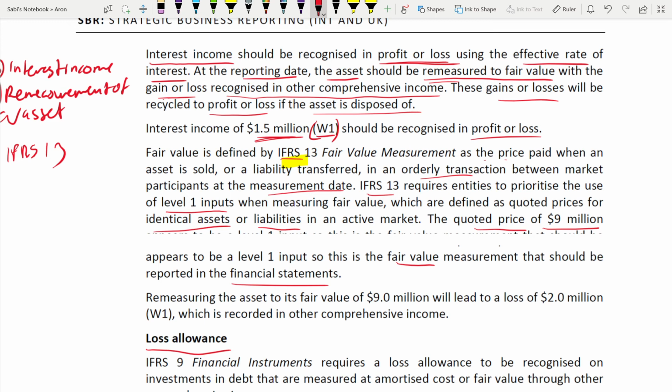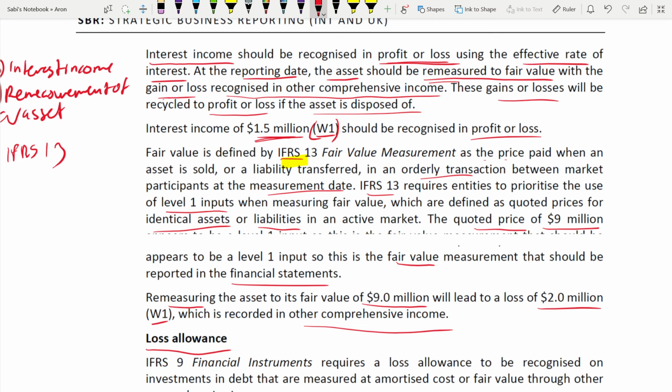That means you have to remeasure the asset to its fair value of 9 million. When you remeasure the asset to its 9 million, there will be a loss of 2 million. This 2 million is also recorded. And where will the loss go? Other comprehensive income, because we told changes in fair value go to other comprehensive income.